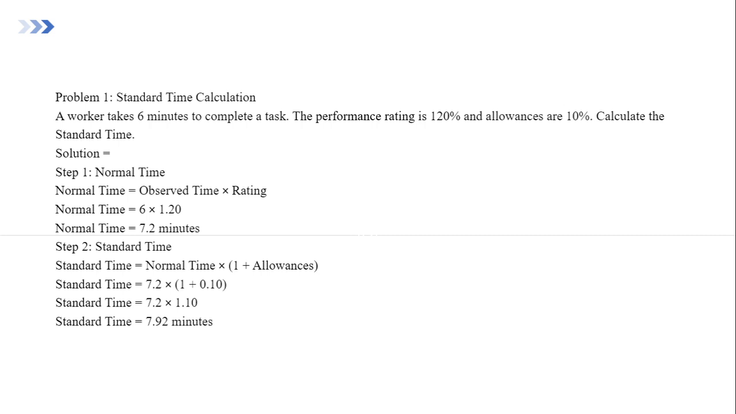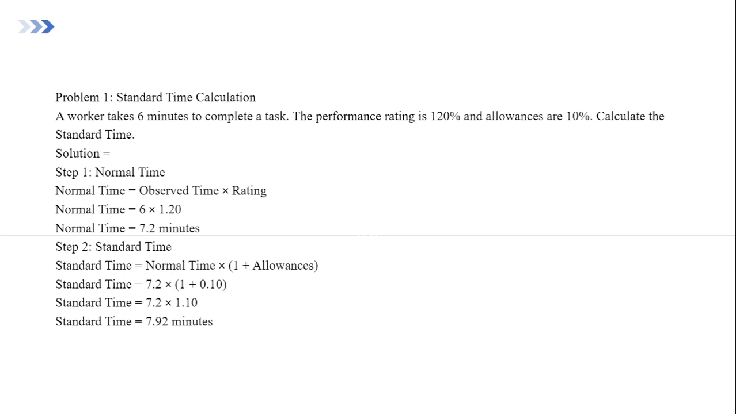Moving ahead to problem one, where we can go for some numerical work. Here we have to calculate the standard time. The question is: a worker takes 6 minutes to complete a task, the performance rating is 120%, and the allowance is 10%. How can we calculate the standard time?